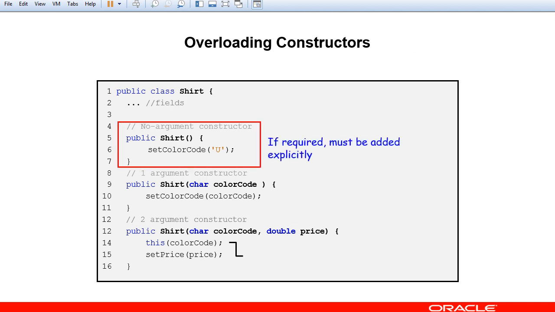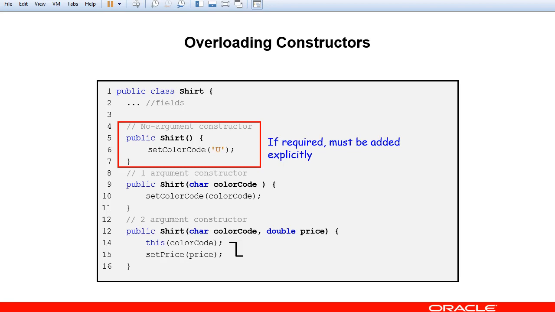This code shows 3 overloaded constructors. A default no-argument constructor on lines 5 to 7, a constructor with 1 parameter, a char, on lines 9 to 11, and a constructor with 2 parameters, a char and a double, on lines 12 to 16. This third constructor sets both the color code field and the price field.